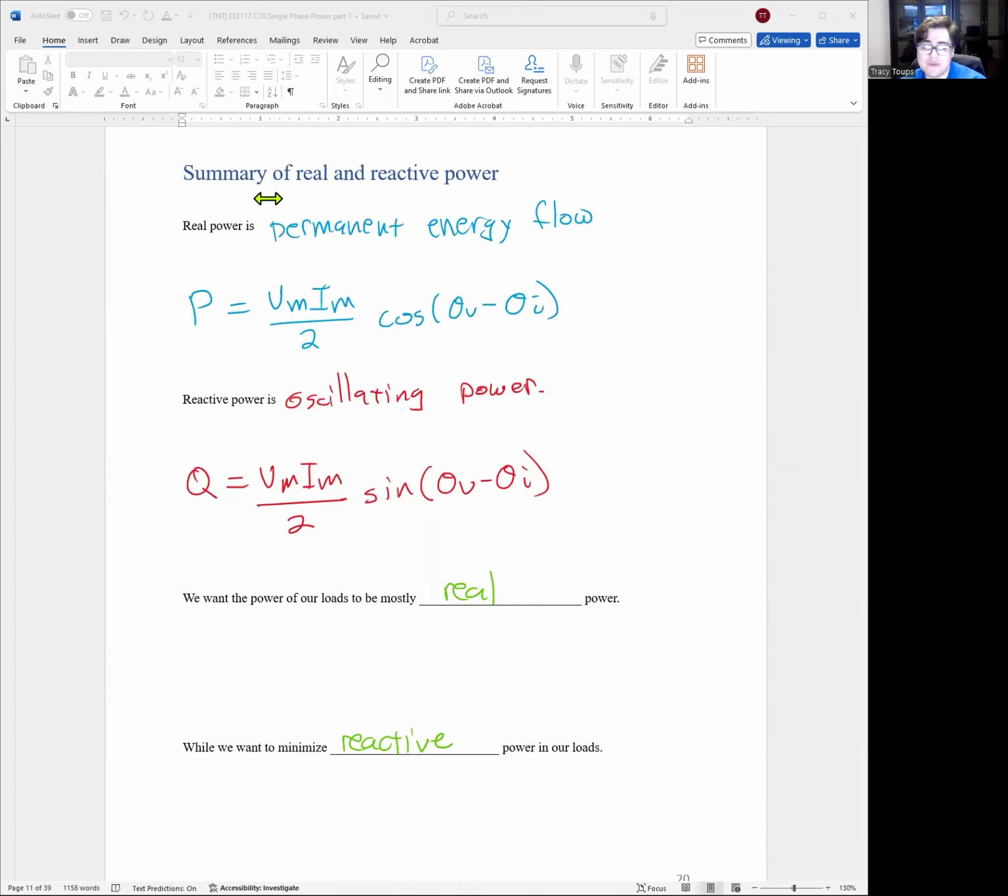So let's go ahead and summarize what we talked about. Two major components, real and reactive power, today. Real power is permanent energy flow: P equals Vm Im divided by 2 times cosine of theta V minus theta I. Reactive power is oscillating power in a system: Q equals Vm Im divided by 2 times sine of theta V minus theta I. We want to power our loads with mostly real power, because that's what's doing real work. We want to minimize reactive power in our loads because that's wasted energy. That's the end of the day.